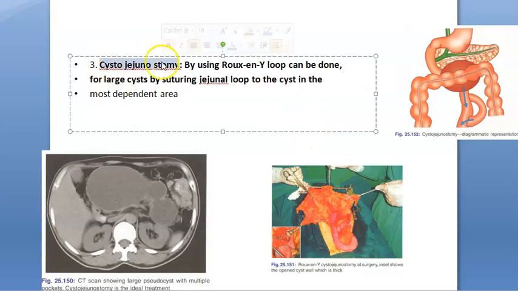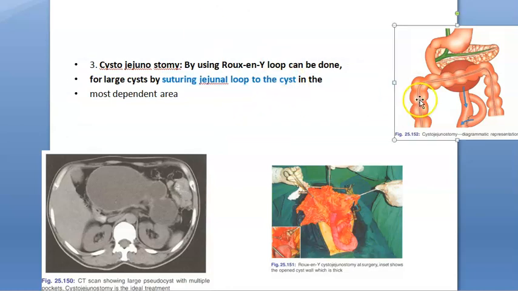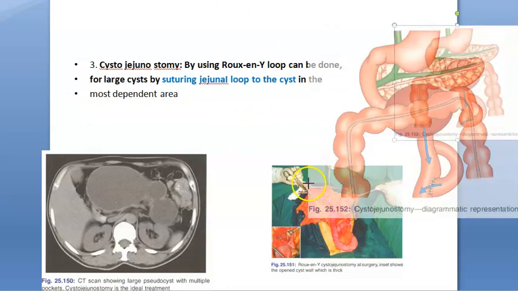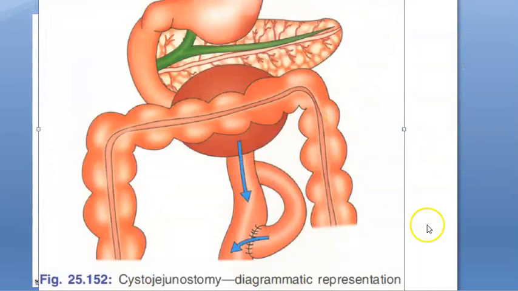Now coming to CystoJejunostomy, here what you're doing, you're suturing the jejunal loop to the cyst, in the most dependent area. See, look at this. Does it make any sense at all? So you're creating a passage from the cyst to the jejunum, is it?